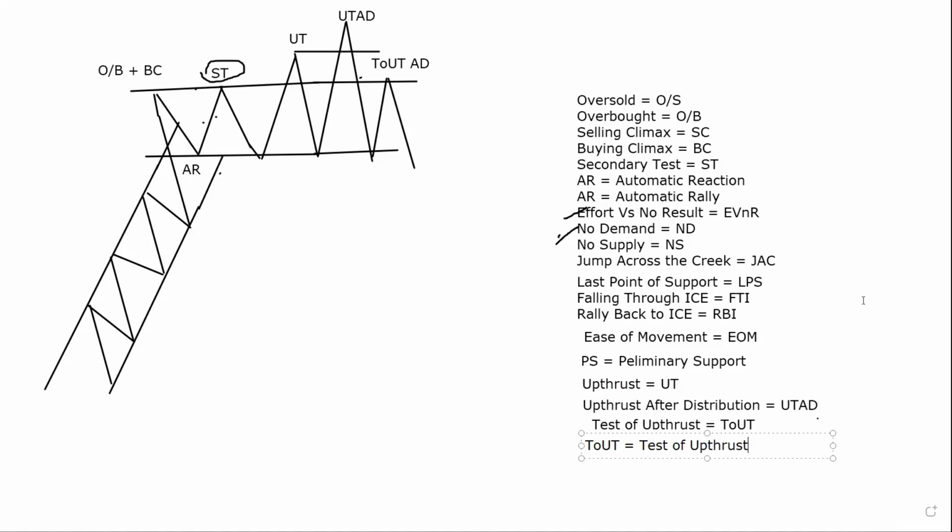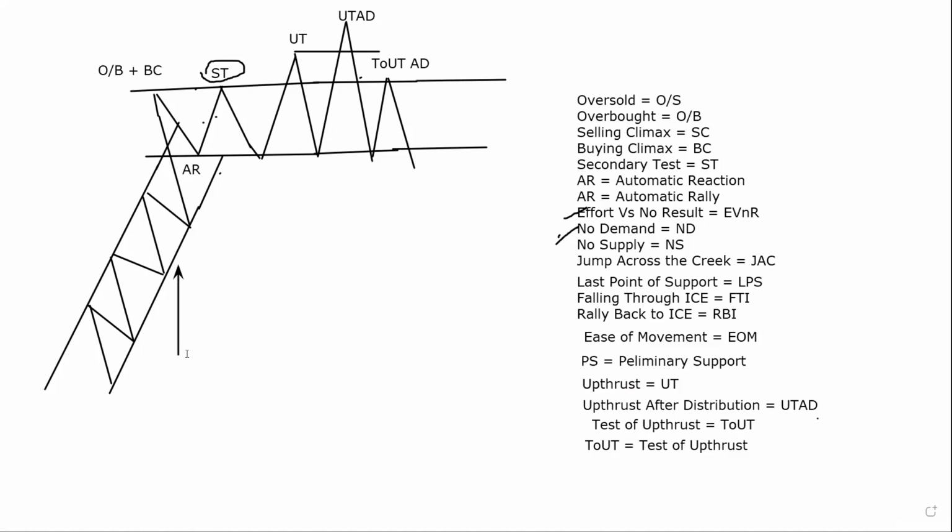They are similar, but a test of upthrust after distribution occurs after an upthrust after distribution, while a test of upthrust occurs after an upthrust. And then what will happen once the price goes back here? Wyckoff used to call this region by a particular name.